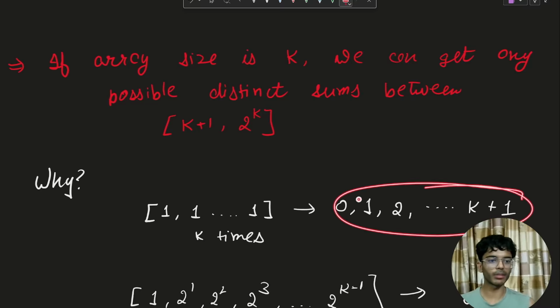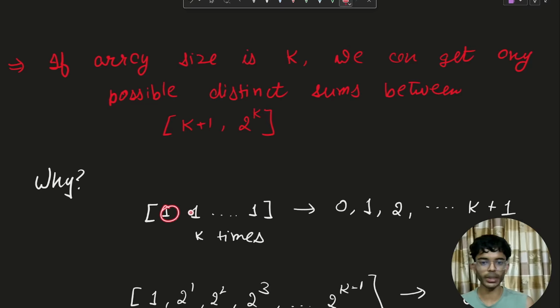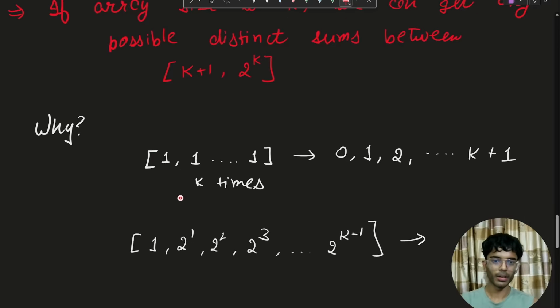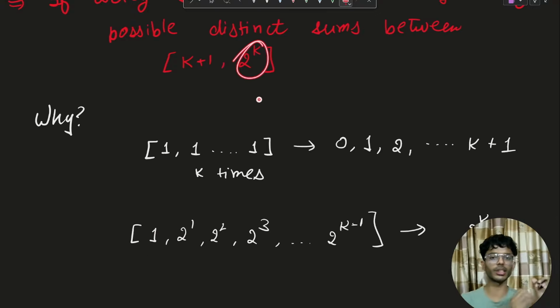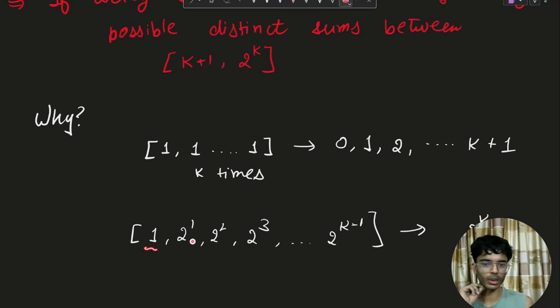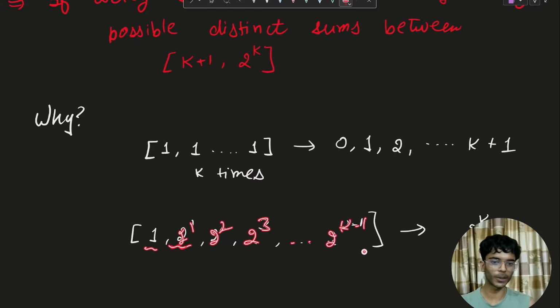And what is the minimum number of distinct sums we got? That is k plus one. Note that it cannot be zero or negative, because the elements of A have to be positive as given in the problem. Now, to get 2 raised to the power k, which is the upper bound, we can put the first element as 1, the second element as 2 raised to the power 1, the third element as 2 square, the next as 2 cube, and so on up to 2 raised to the power k minus 1.